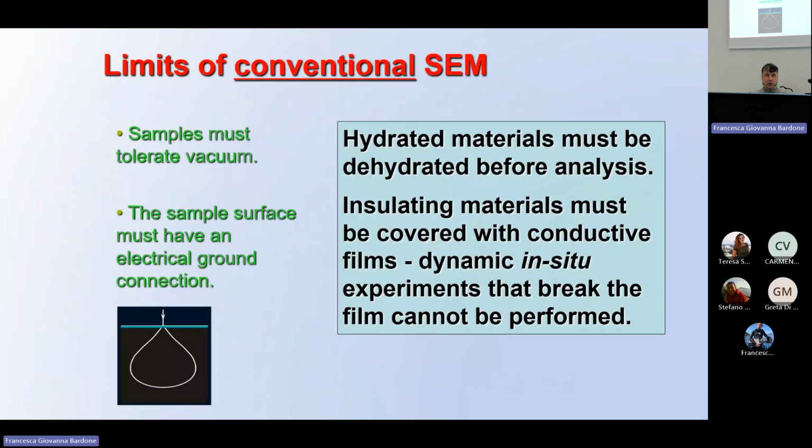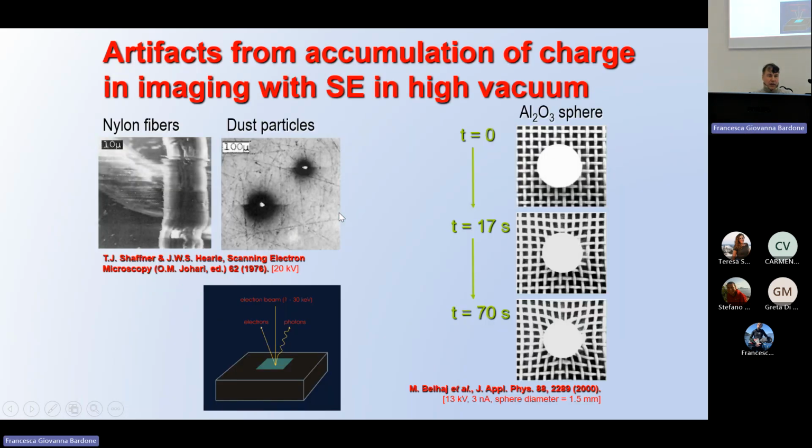I will skip to, okay. So we have faced the limits of conventional SEM. And remember, the surface must be conductive and the sample must be tolerant to the high vacuum. Just to show you what happens in a classical lab. These are dust particles on the top of a specimen. And you see this black region around the particles.